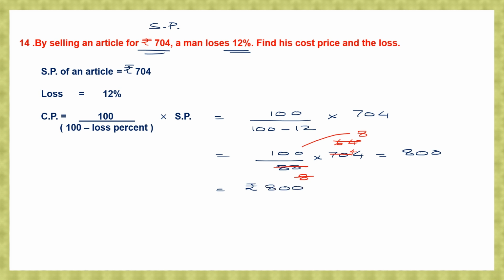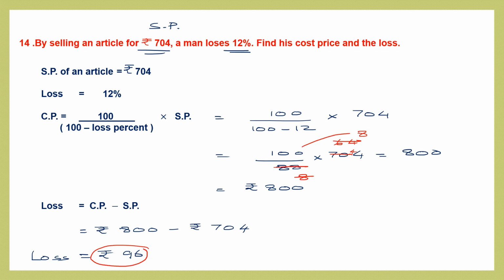Now let's find the loss. The loss is cost price minus selling price. So cost price is 800 rupees minus the selling price, which is 704 rupees. So this will give us the loss, and that is 96 rupees. So the loss is 96 rupees. We have found this answer. The loss is 96, and we also found the cost price, which is 800 rupees. So this is our first answer. The cost price is 800 rupees.